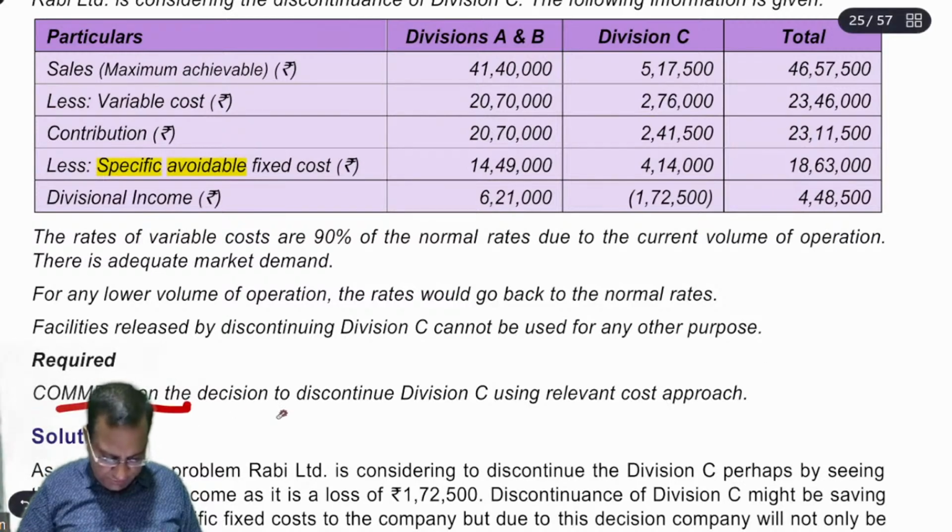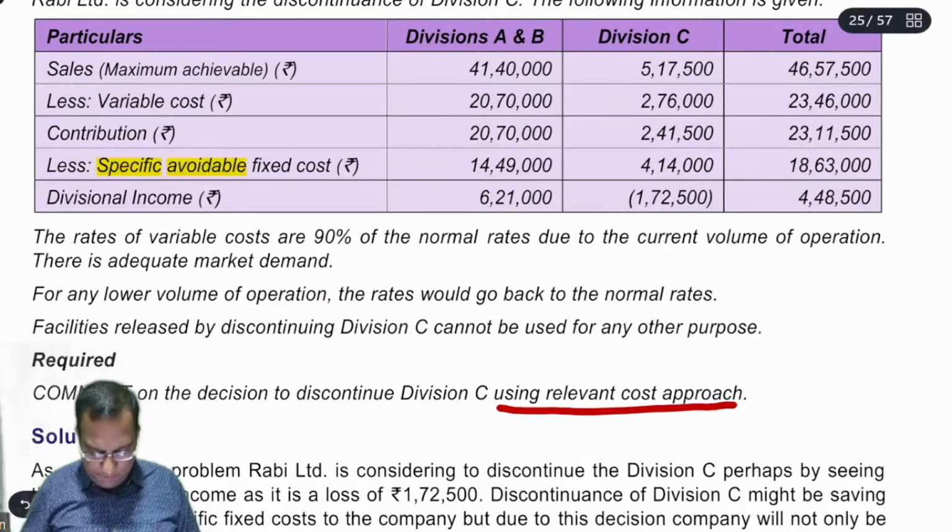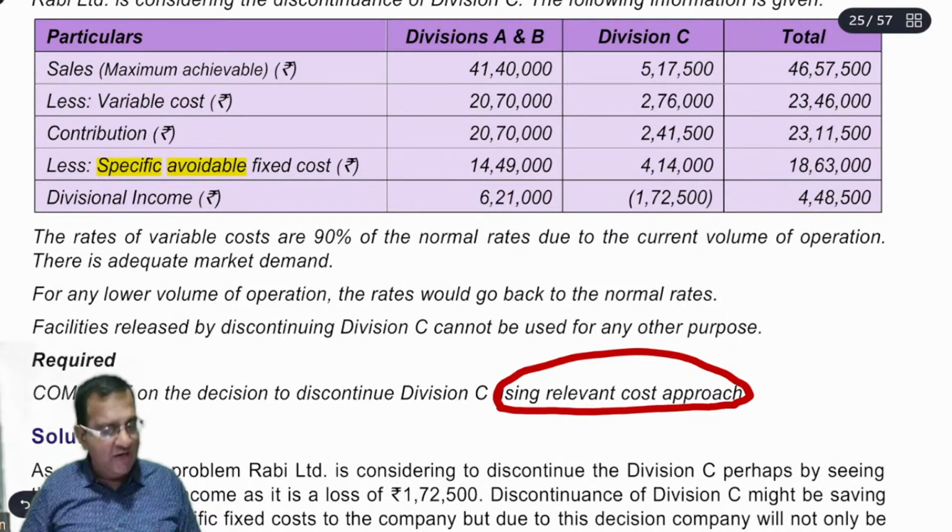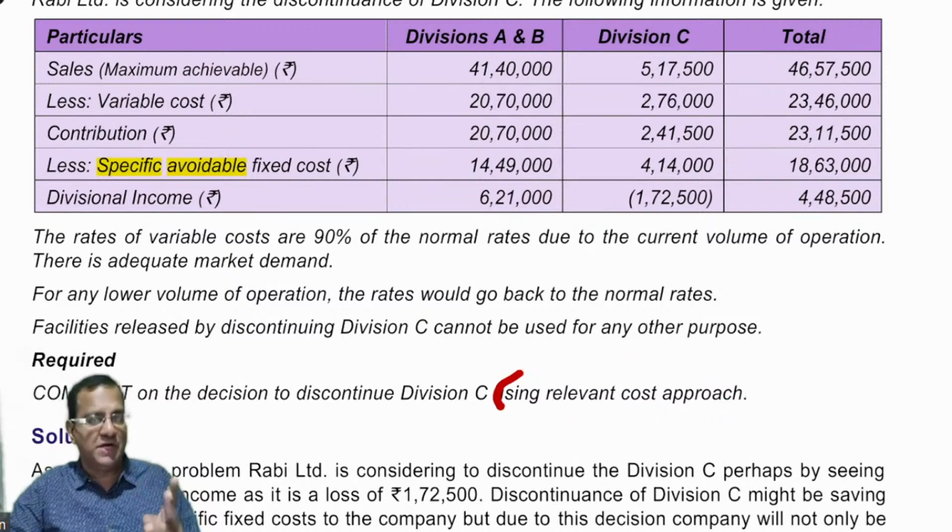Comment on the decision to discontinue Department C using the relevant cost approach. It is clearly given, relevant cost approach. It means you have to check each and every point through two conditions. The first condition is that the cost or revenue must be a future one, and such future cost or revenue must change according to my decision. And what is the decision here? Whether to continue or discontinue Department C.